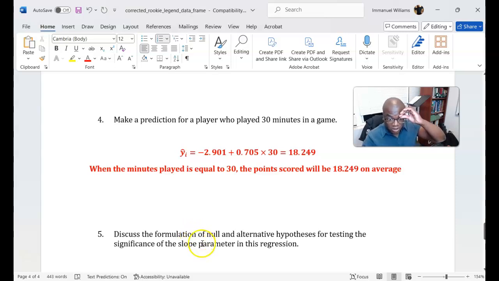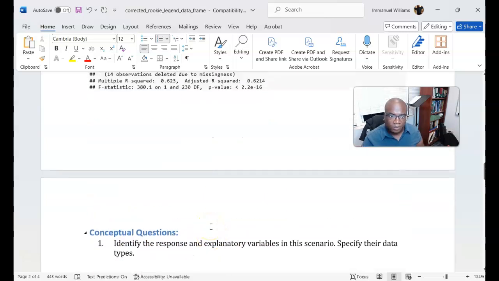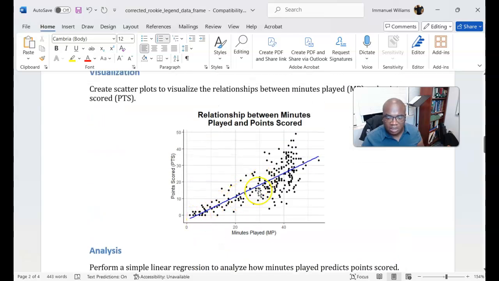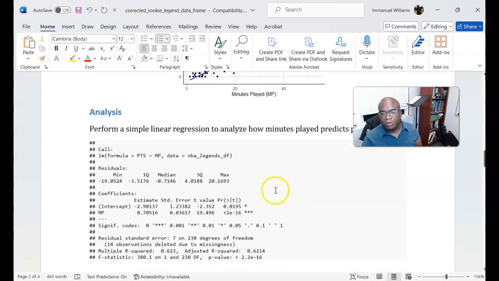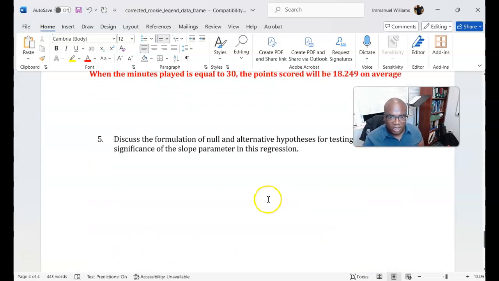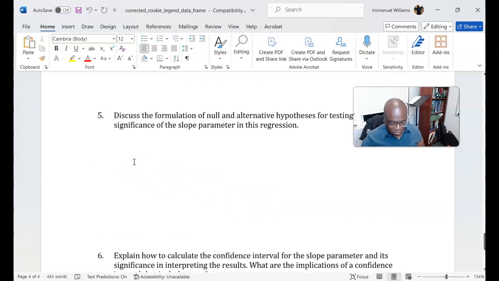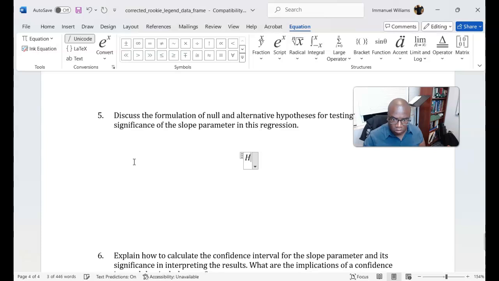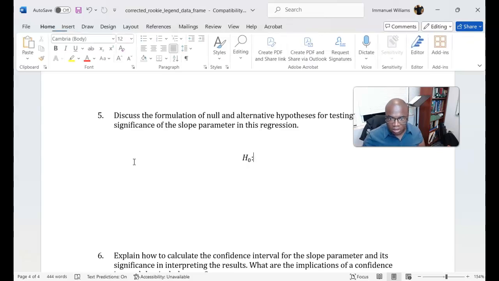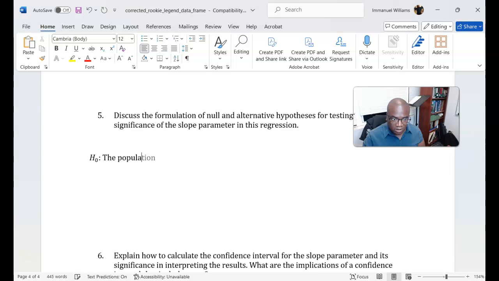To test if there is a linear relationship between minutes played and score, we can set up a hypothesis test. I know we see it, but we need to confirm it with a hypothesis test. So what we'll do is state the null in words. The population parameter. I could be more specific here. I could say regression coefficient. I'm going to say population regression coefficient.